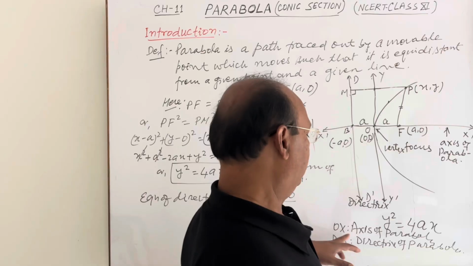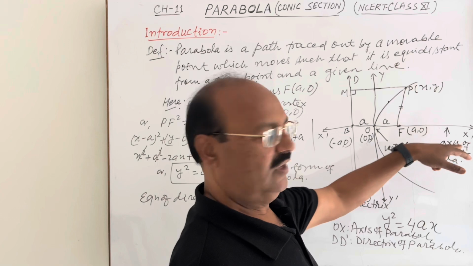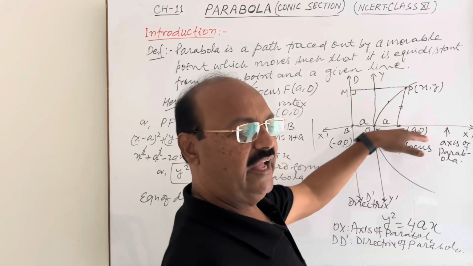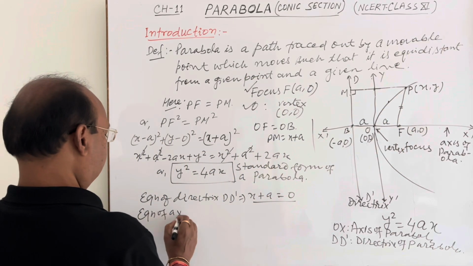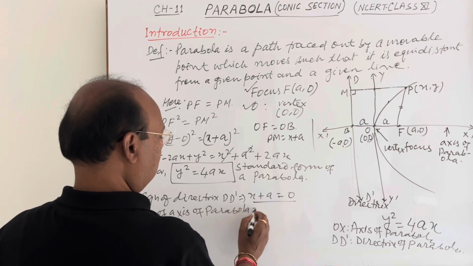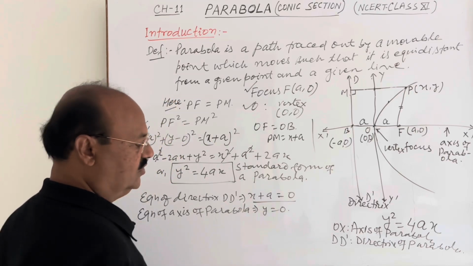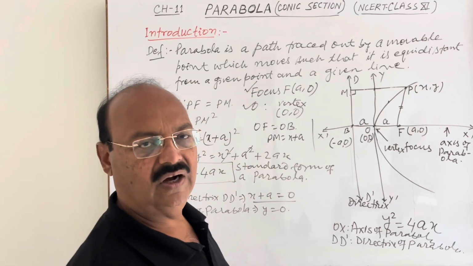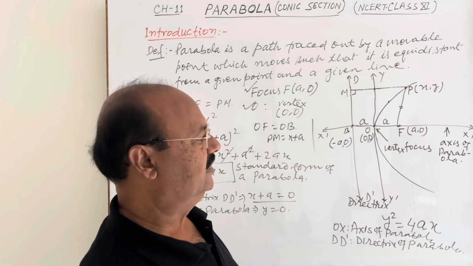And as we discussed, OX is the axis of the parabola. So what will be the equation of the axis of the parabola? This is the x-axis, and along this x-axis the y coordinate is always 0. Therefore, the equation of the axis of the parabola is y = 0. Correct. This is of course the standard form, the standard case, but there are some other cases also.